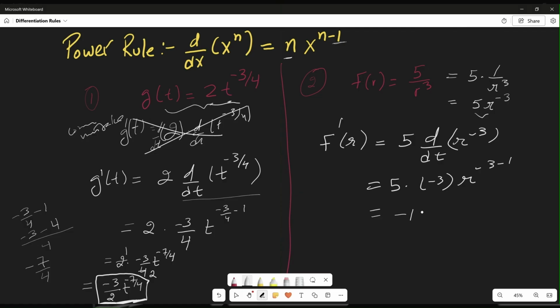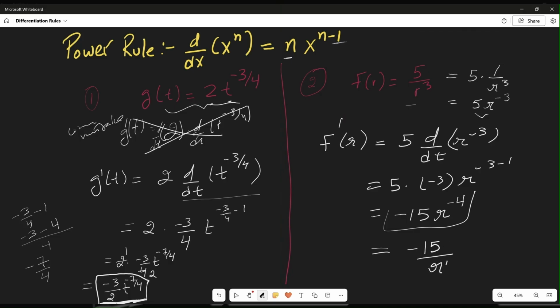So we have 5 times negative 3, which is negative 15, and don't forget the negative sign. Negative 3 minus 1 is negative 4, correct? And don't just leave the answer like this. Your professor might deduct points, because the original expression was a fraction, so we make it look like that one. Written back that way, it's negative 15 over r to the fourth. That's your answer.